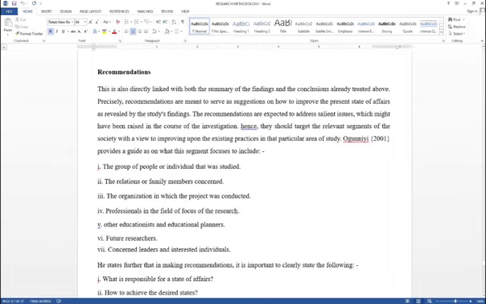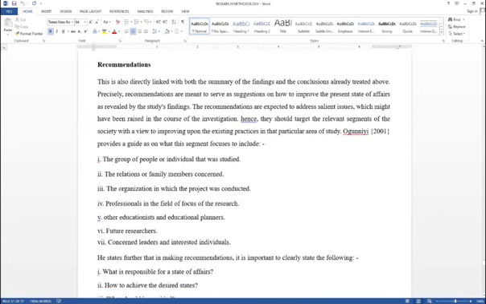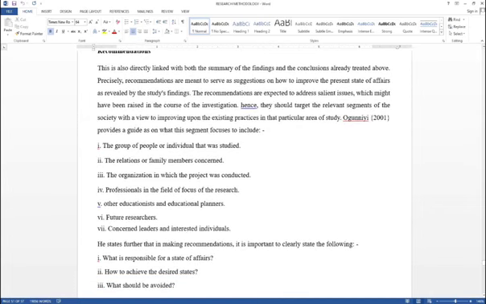Other educationists and educational planners, they may or may not be professors, but also educationists in that field. Some researchers, people that are yet to research on it, but they're not putting a full stop on it, it's not ending with you. There are people that still research on it in future. People that will even try to get better than what already exists. Concerned leaders and interested individuals.